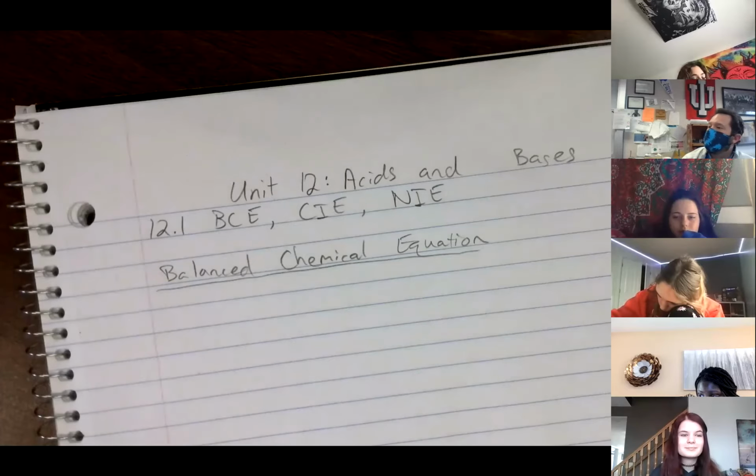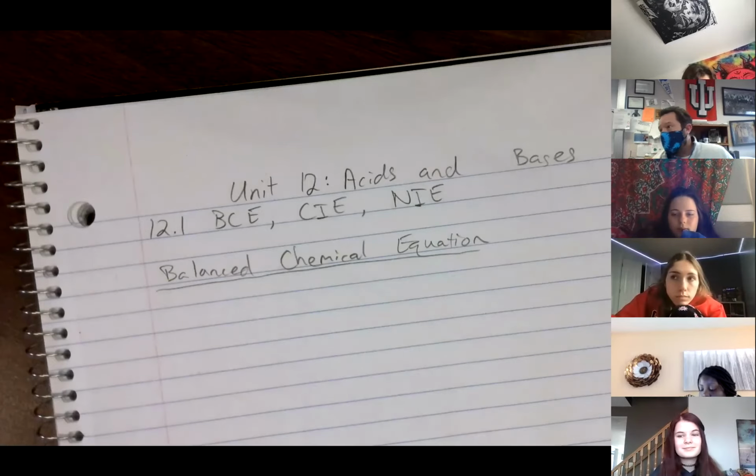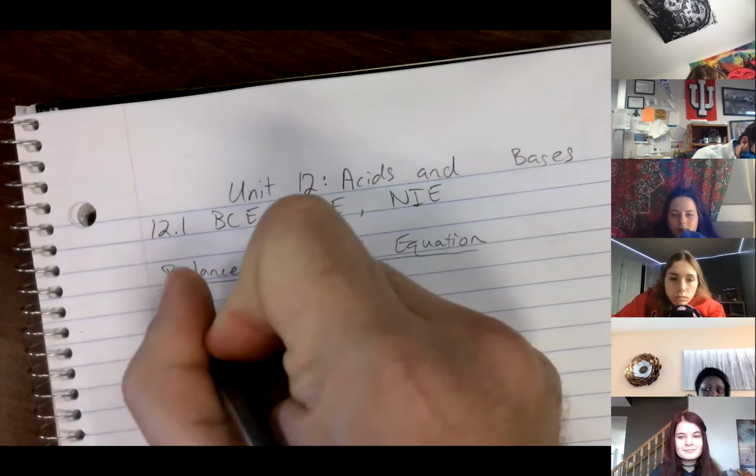So this actually shouldn't be new. We've done balanced chemical equations before. In fact, we had that whole chapter on them. What was that, like 2 or 3 chapters ago? So most of this shouldn't be new to you guys. Maybe a little bit of a refresher, but mostly not new.